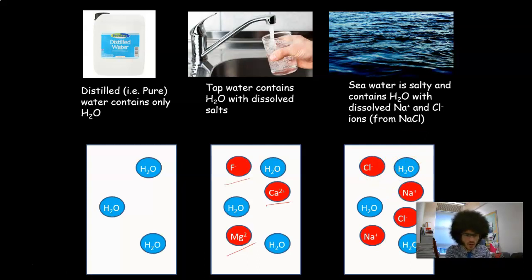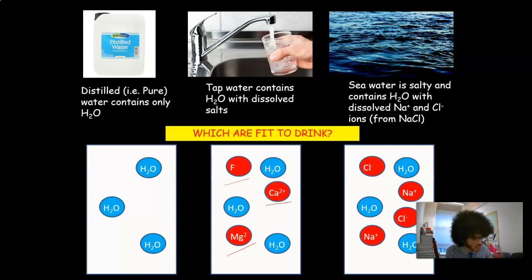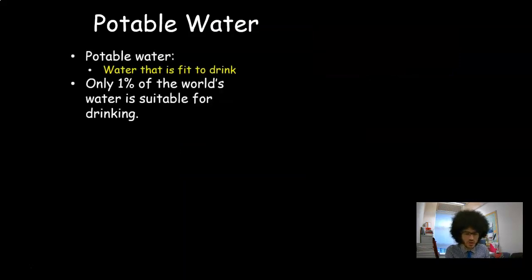Now, that's all fine and well. But the key thing is, how do we know whether it's fit to drink? Because although we're showing the different ions, what we're not showing here are any pathogens or things like that which might cause you real harm. So that's where we get to the definition of potable water. Now, potable water is water that is fit to drink. Interestingly, only 1% of the world's water is actually suitable for drinking.